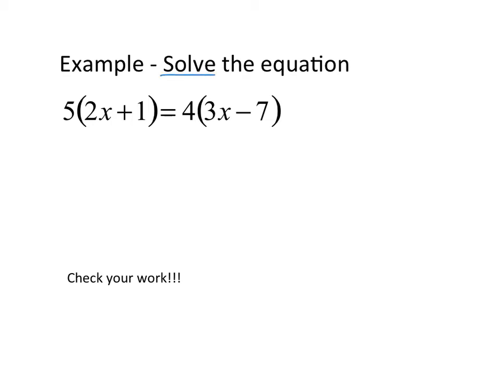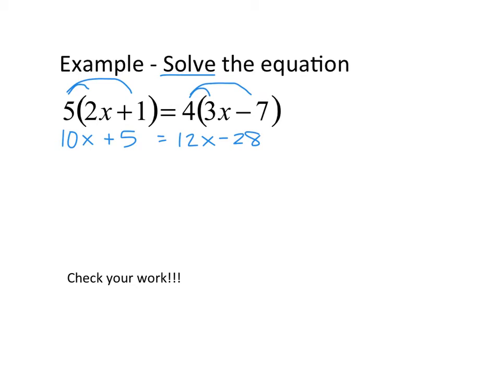So first off, solve is just a verb that means find the solution. So those words are linked. Step number one is simplify. So in this case, we could simplify by getting rid of the parentheses using the distributive property. And we're doing this independently on the left side and the right side, simplifying within those sides.